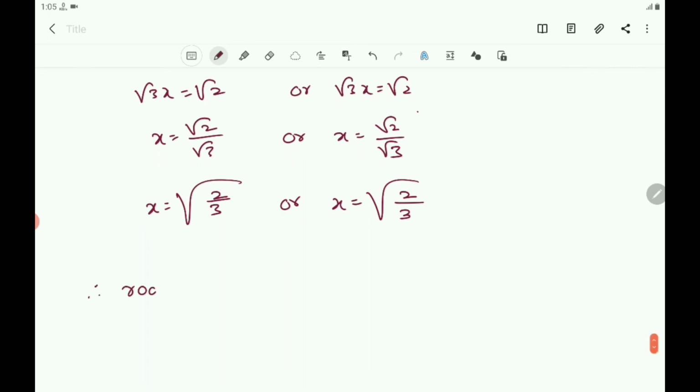Therefore, you write the roots are whole root 2 by 3, whole root 2 by 3.